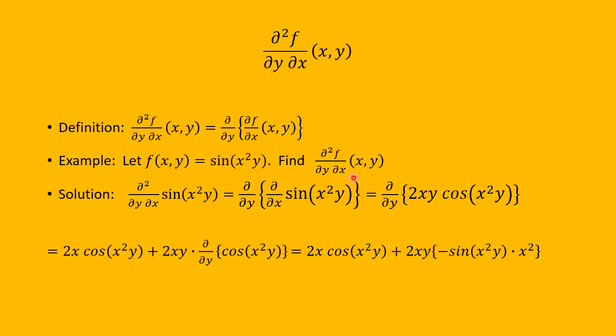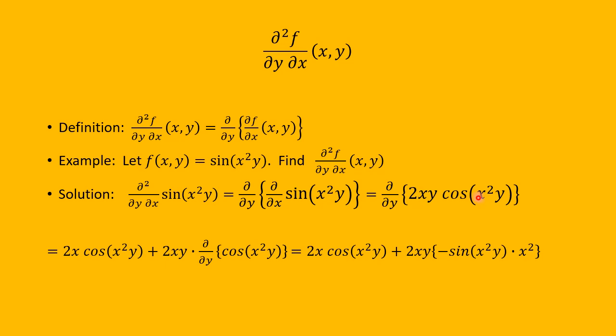Let's find this second partial derivative. Well, in that case, the second partial derivative of sine of x squared y with respect to y and x, by definition, is the partial derivative with respect to y of the partial derivative with respect to x of sine of x squared y. We already evaluated this partial derivative with respect to x of this particular function earlier, and we found it to be 2xy cosine x squared y.